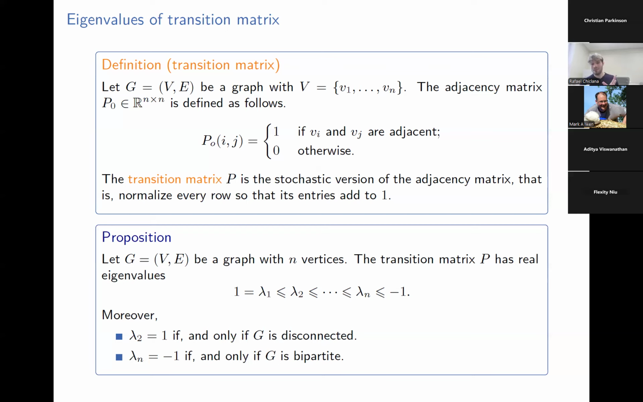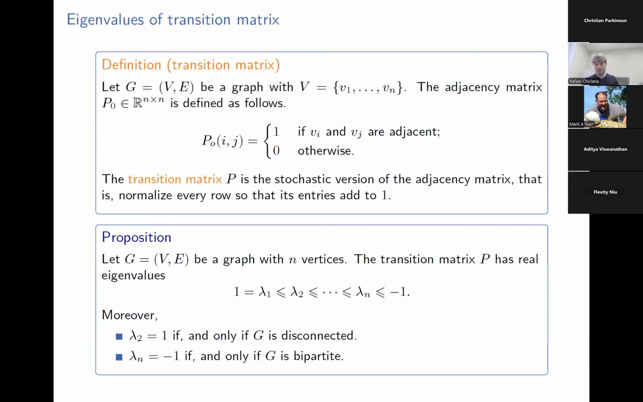And somehow this equivalence is continuous. There are some inequalities called Cheeger inequalities that tell you if lambda 2 is very close to 1, your graph will be very close to being disconnected, which means by removing only a few edges, you can disconnect it. Or if your graph is very close to being disconnected, then lambda 2 will be very close to 1. So you have this equivalence, but it's somehow continuous.